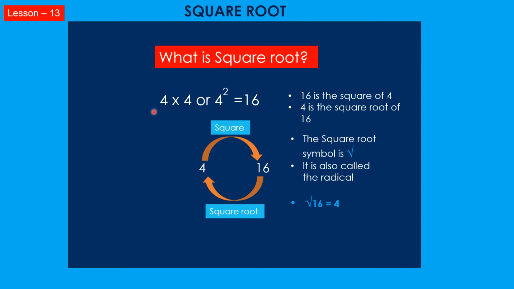So in this example, 16 is the square of 4, and 4 is the square root of 16. This is the symbol for the square root, and it is also called the radical. So the square root of 16 is 4.